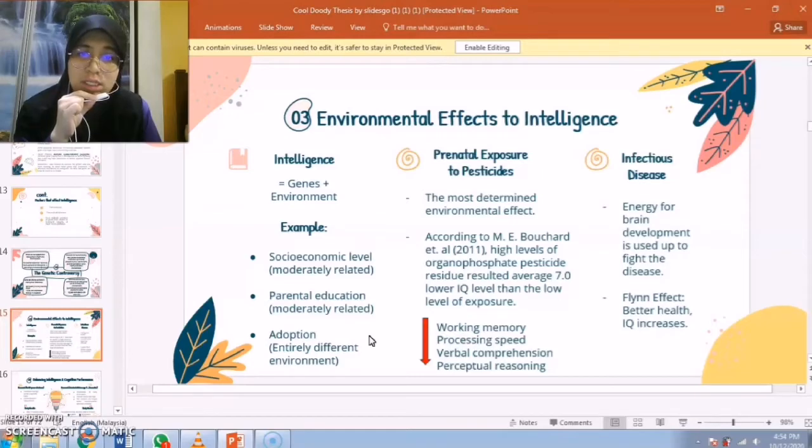The second one is infectious disease. Because of infectious disease, the IQ level of the children will drop. Because of what? The energy for their brain development is used up to fight the disease. And it is correlated with the Flynn effect. If we have better health, IQ increases. If not, the IQ will drop.